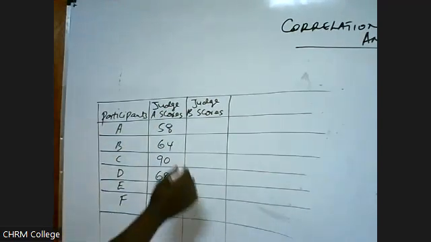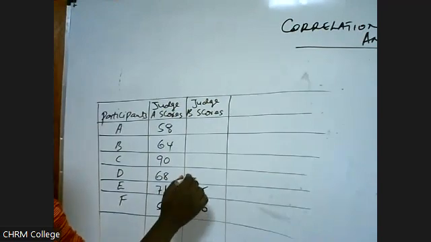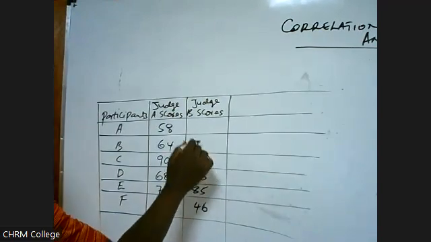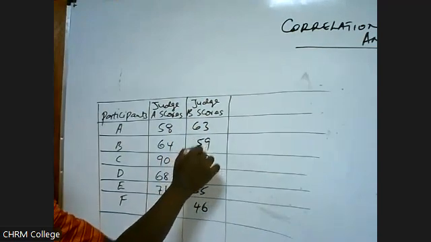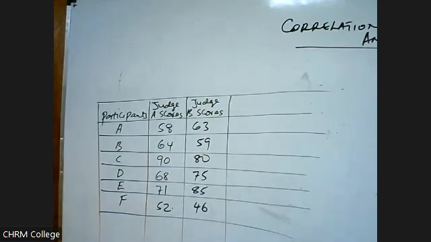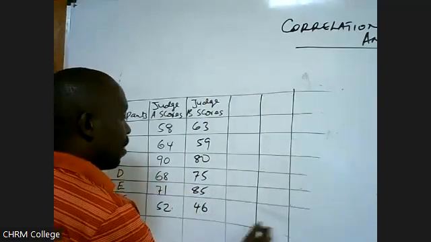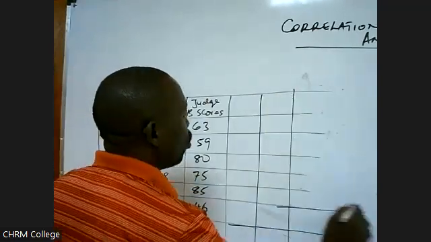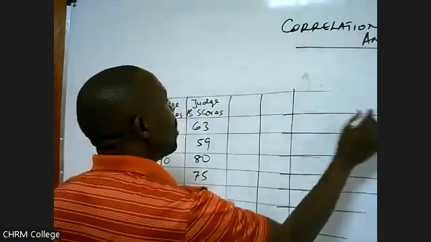For Judge B, this one was given maybe 85, this one maybe 46, maybe 75, 80, 63, and maybe 59. Just random. And you are told to calculate the rank correlation coefficient. You cannot use the difference of these values as your D, because these values have not been ranked. We don't know who was number one up to number last. So you have the responsibility of ranking them.